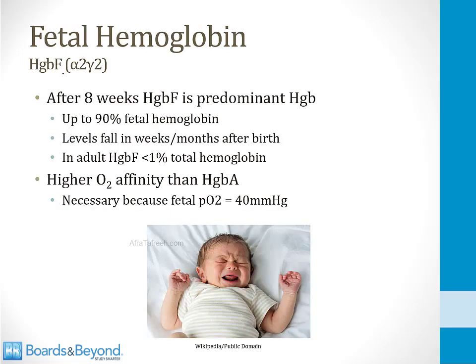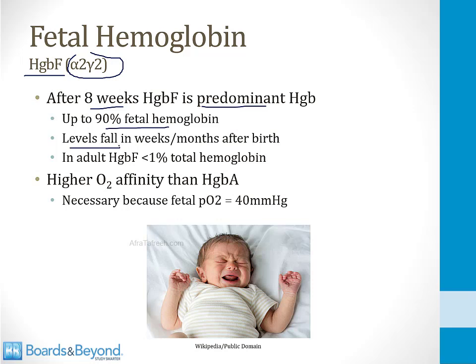Now let's talk about fetal hemoglobin, which is hemoglobin F, and as I told you before, hemoglobin F is made up of 2 alpha and 2 gamma chains. After about 8 weeks of development, hemoglobin F forms in utero and is the predominant hemoglobin type. It makes up to 90% of the baby's hemoglobin. After the baby's born, the level starts to fall.